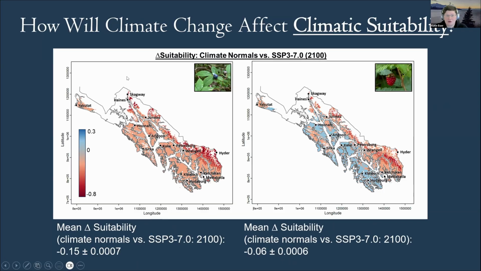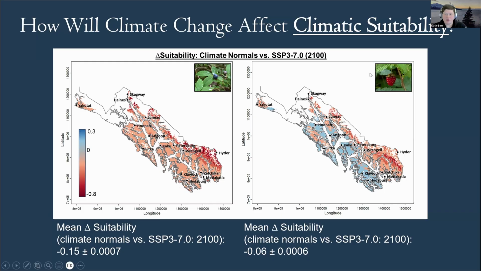So areas here shown in red are areas where we're expecting climatic and topographic suitability to decrease under this future scenario. Areas in blue are areas where it will increase, and deeper reds indicate a greater decrease, deeper blues a greater increase. And what this is showing is that across the board for blueberry, climatic suitability is decreasing. So we're not necessarily going to lose it, but the suitability is potentially nearing that tipping point.